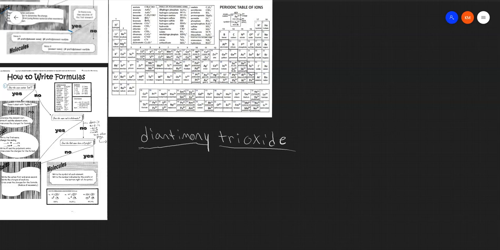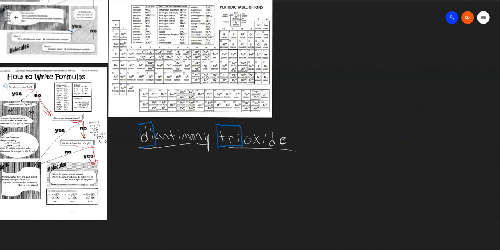So if we go through our steps here, does it start with acid? No. Does it end in dichromate? No. Does the last term have a prefix? Yes. And so we're back down here, which was write the symbol for each one, use the prefixes to determine the number, the subscript. Well, I actually have two. I have di on the front of my first element, and I have tri on the front of my second element.